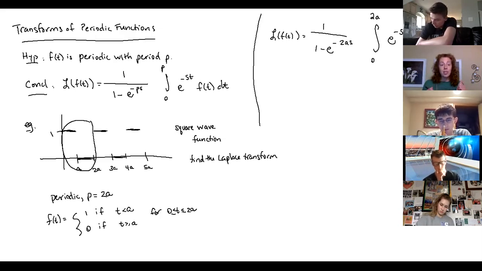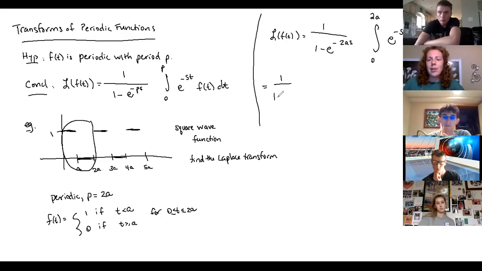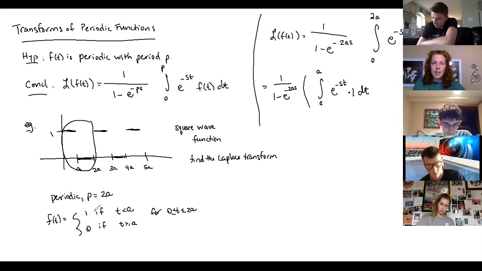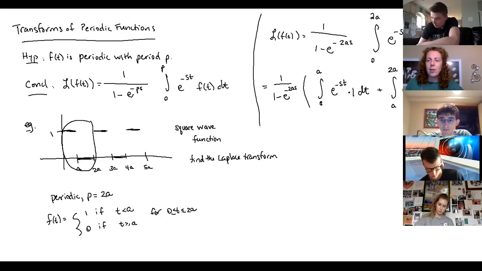So I've got to split this integral into two parts because my function is defined differently. So 1 over 1 minus e to the negative 2a s, I set in front, and then we're going to have two integrals. Integral from 0 to a, e to the negative st times 1 dt. That's the first definition of my function if I'm between 0 and a. So integral from 0 to a of e to the negative st times 1 dt plus the integral from a to 2a of e to the negative st times 0 dt.